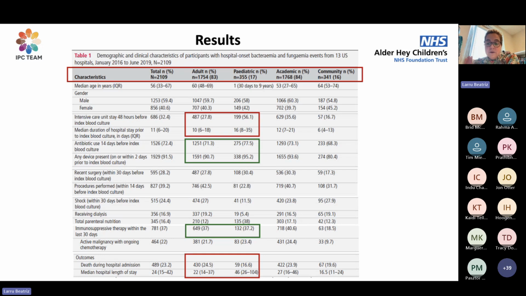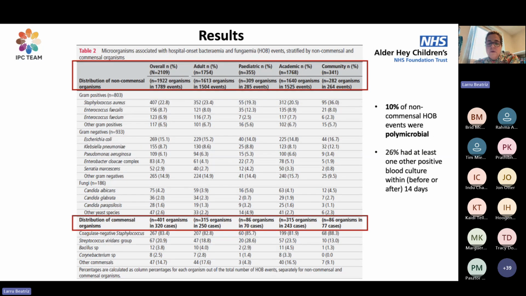But the similarities: there were a lot of tertiary academic centers, so there were a lot of patients who were really sick. A third of the cohort were on immunosuppressives. Most of them had some medical device, and 2/3 had been treated with antibiotics. So this is the description of the cohort. This is what the pathogens were that were found in the hospital-onset bacteremia events.